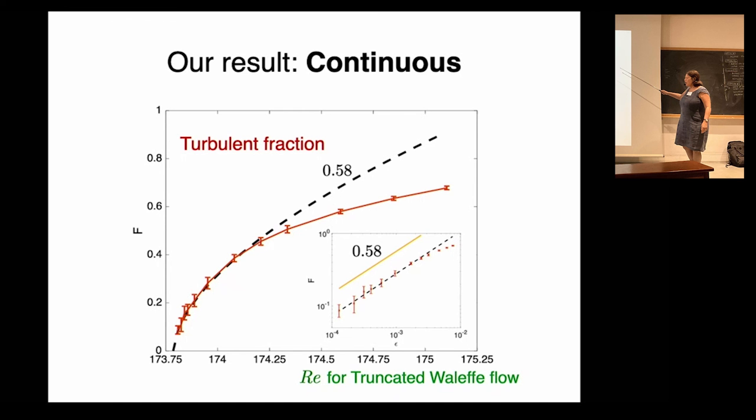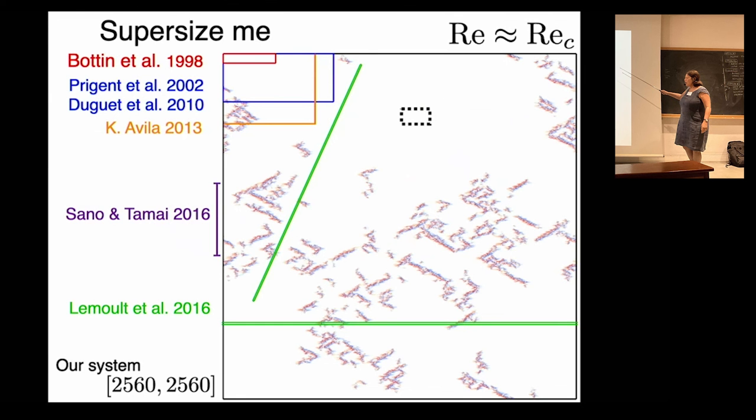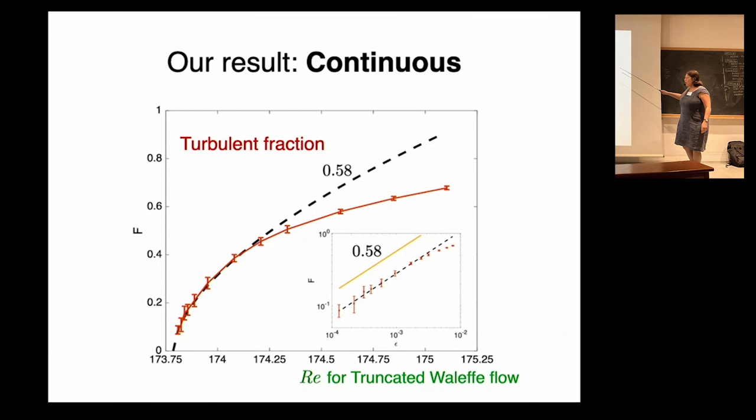What's more, this thing is not a square root dependence. It's a 0.58 dependence, and this is the turbulent fraction, so it's the amount of the area that's filled with stuff, the fraction. And it's 0.58, which is what is predicted for the directed percolation universal transition scenario. And this is now done, so 0.58.